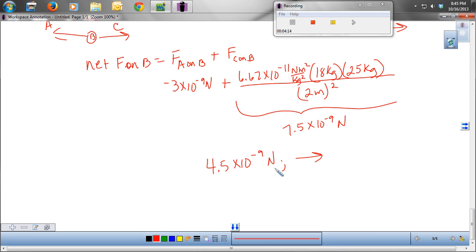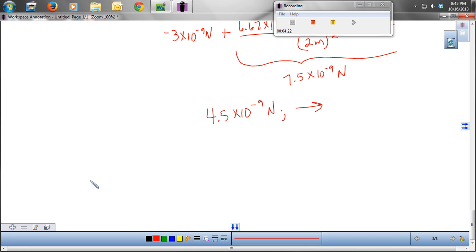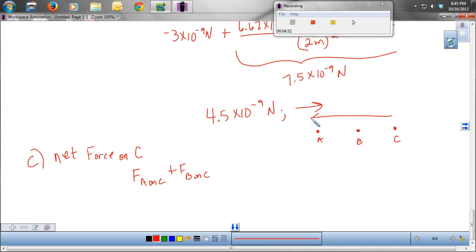Okay, last one, I need the net force on C. So I want the force of A on C plus the force of B on C. And I think I've already solved for those in the other problems. If you look at C is here, here's B, and here's A. C is being pulled to the left by A and being pulled to the left by B. So both of those will be negative.